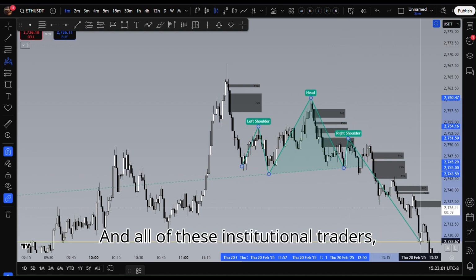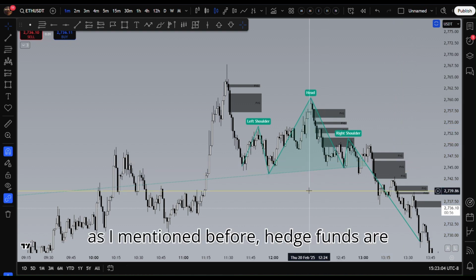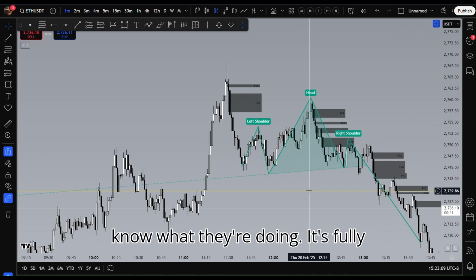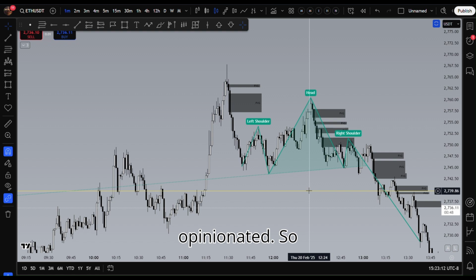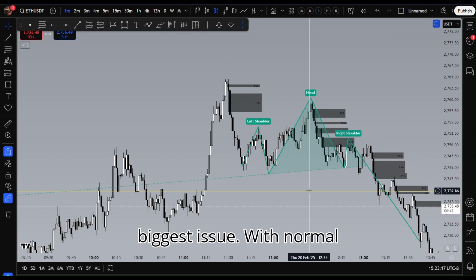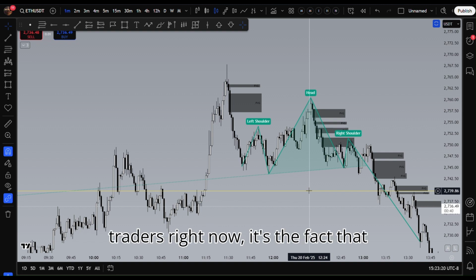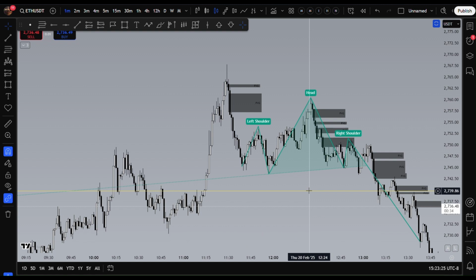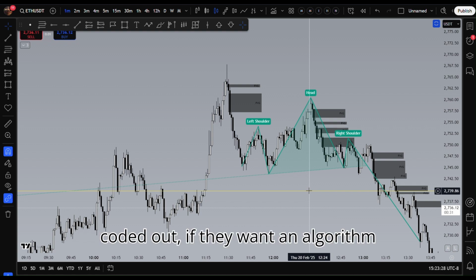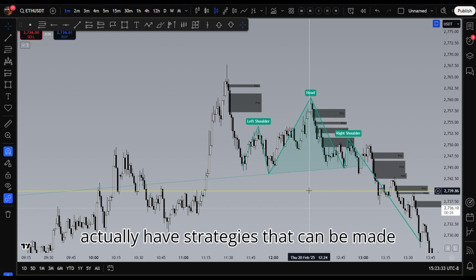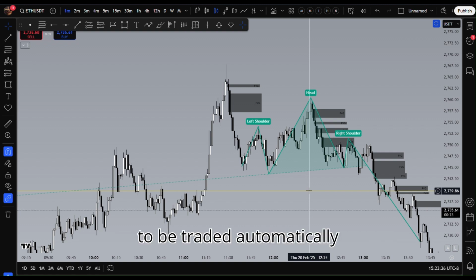And all of these institutional traders, as I mentioned before, hedge funds, are taking advantage of this because the people trading like this don't actually know what they're doing. It's fully opinionated. So again, this is what I believe is the biggest issue with normal traders right now. It's the fact that they don't have strategies that, if they wanted them coded out, if they want an algorithm trading with a strategy, can be made to be traded automatically through a computer.